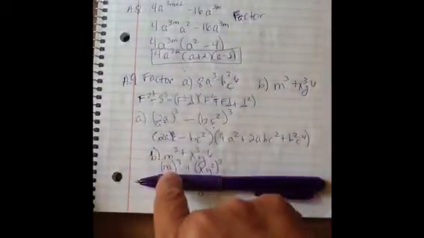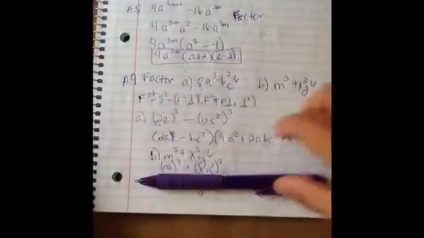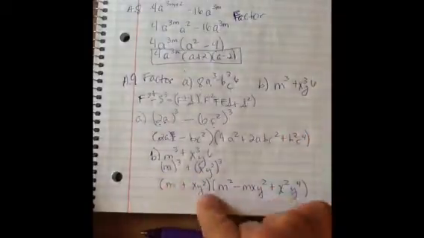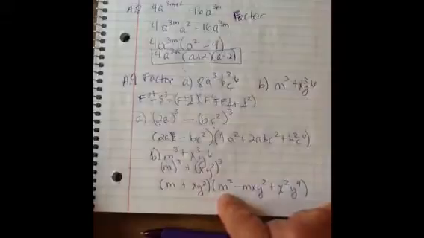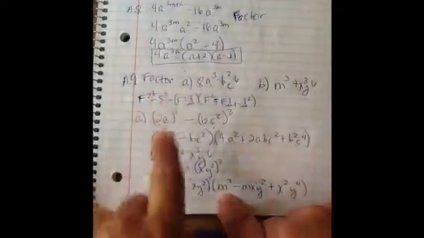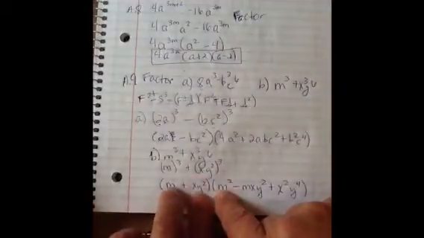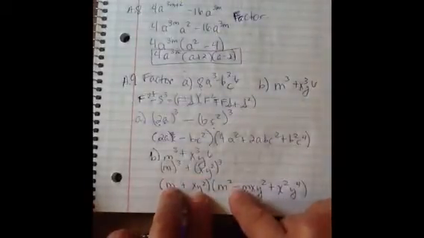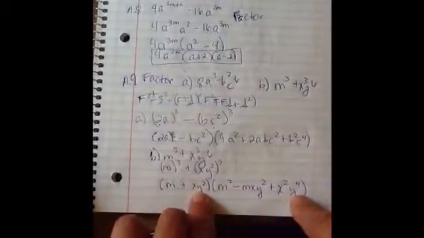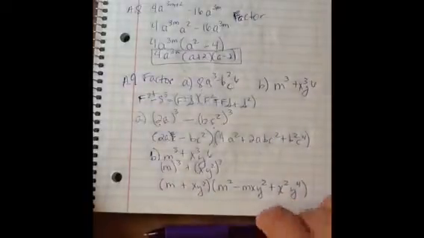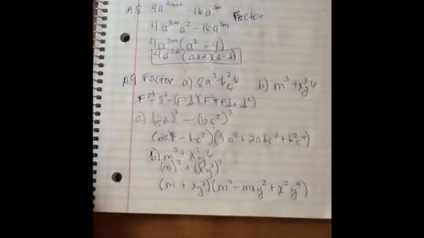So this is my first one, this is my second one. I take the first one plus the second one. And then I take the first one, right here, and I square it. And then I multiply these two together, and it's the opposite sign. And then I square the second one. And that's how you would get those answers.